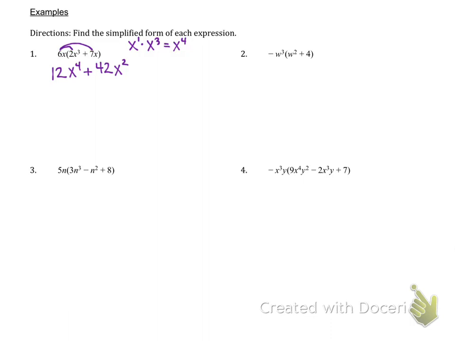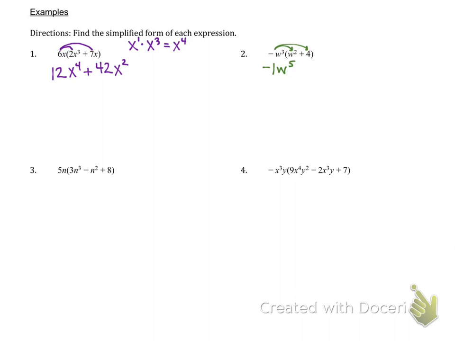Let's try number 2 now. We're going to do the same exact thing, so I'm going to distribute. So negative 1 w to the 3rd times w squared. So I have negative 1 times a positive 1, which is a negative 1. And then for the w's, again, I'm going to add the exponents. So 3 plus 2 is 5.